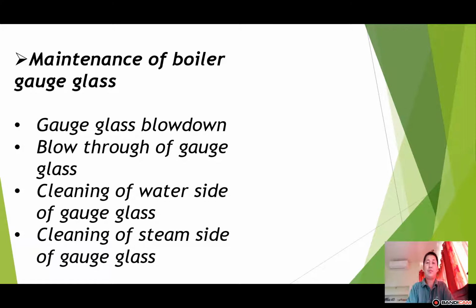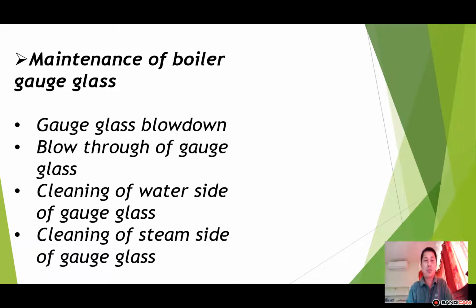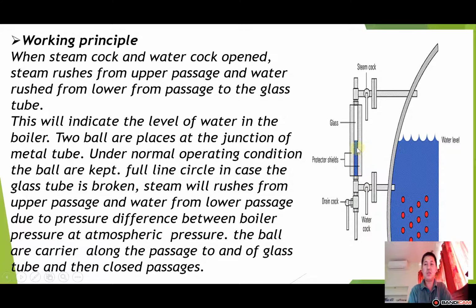Next. So I will also explain the maintenance of the boiler gauge glass. So there is maintenance of this component. First bullet, gauge glass blow down. So that is one maintenance. Blow down of gauge glass, cleaning of water side of gauge glass, cleaning of steam side of gauge glass. So those are the maintenance of the boiler gauge glass. So this is the boiler gauge glass.